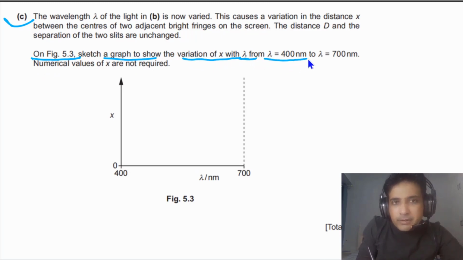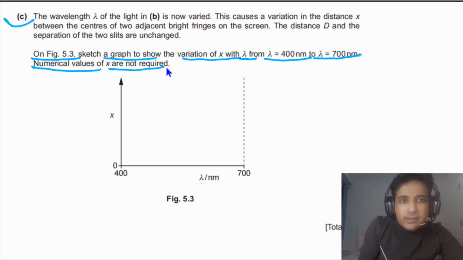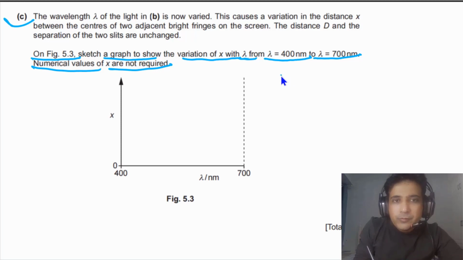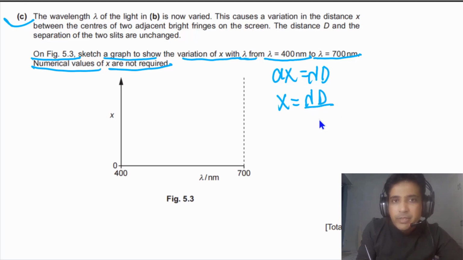From lambda equal to 400 nanometers to lambda equal to 700 nanometers, numerical values of X are not required. For this one, we need to understand that AX is equal to lambda times D for double slit. We are talking about the double slit experiment. So from here we can say X is equal to lambda times capital D divided by A. The question is asking us to sketch a graph between X and lambda.